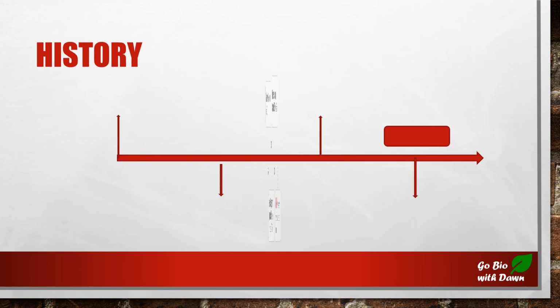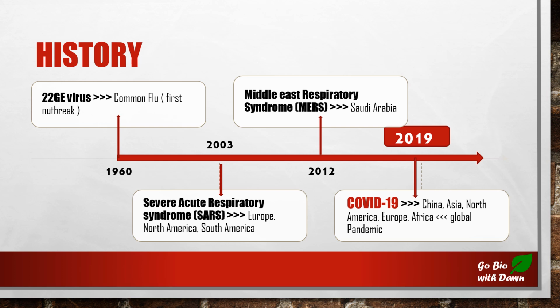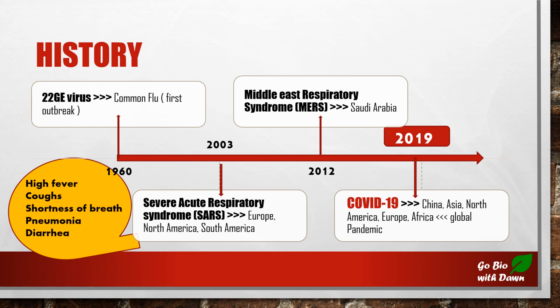The coronaviruses date back to as early as the 1960s, with the 229E virus, which caused the common flu, being the first to be identified. Years later, another strain, severe acute respiratory syndrome, broke out in Asia in 2003. It soon rapidly spread to various countries in Europe, North America, and South America. Symptoms of the SARS-CoV included, but were not limited to, high fever, coughs, shortness of breath, pneumonia, and diarrhea.